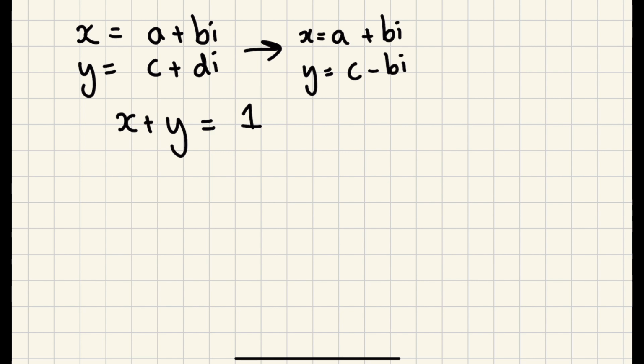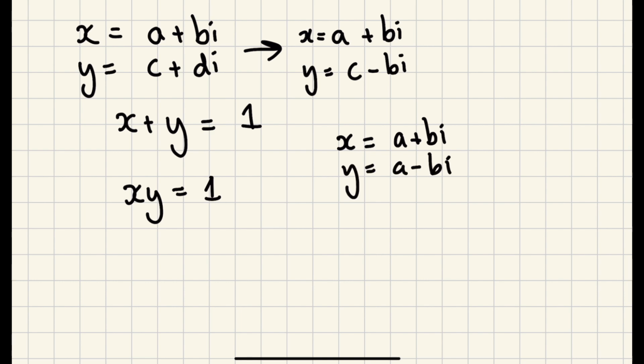That's the first thing. Now we also know that their product is 1. Now if two numbers have a real product and their imaginary parts are both the opposite of each other, that means they must be complex conjugates. So this means that x must be a plus bi and y must be a minus bi. Now we still don't know what a and b are, but we've simplified this tremendously. We've gone from having 4 unknowns to 2 unknowns. This is definitely going on the right track.